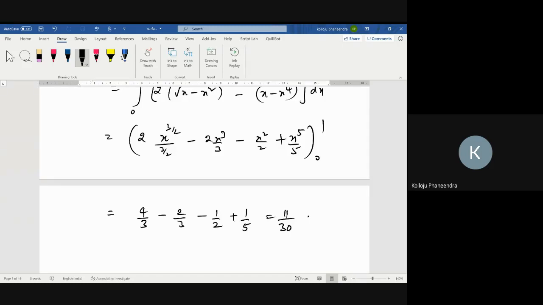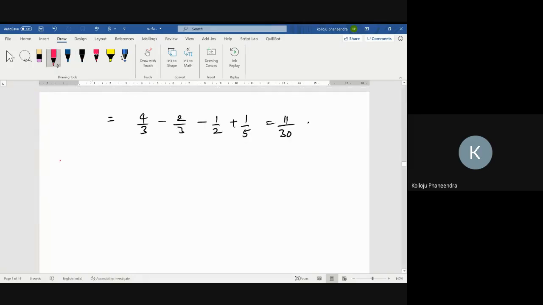Next problem. Let me take e power x where C is, yeah, that's also easy. Next problem. Oh, verify Green's theorem. It's a big one. Verify Green's theorem.